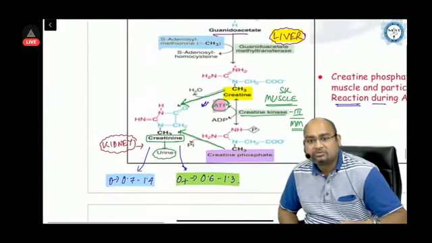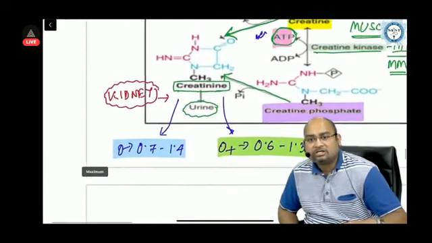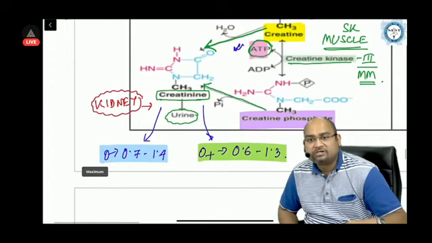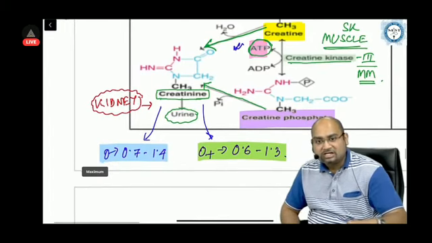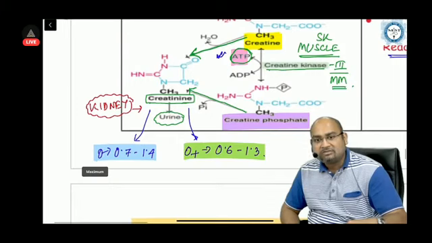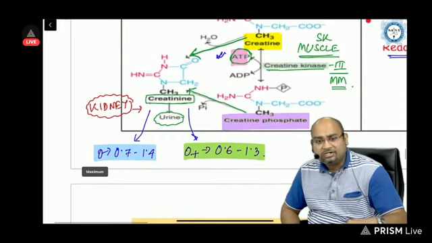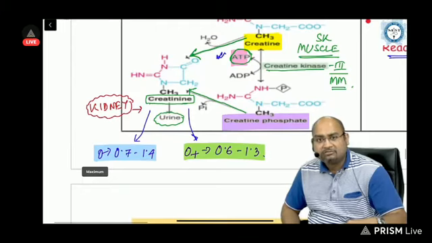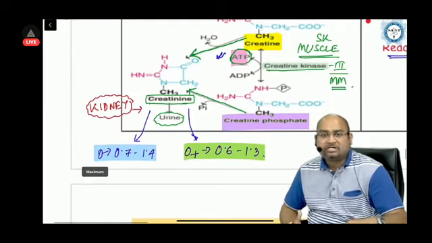But whenever it comes to the question of coming out of the body, this creatine and creatine phosphate both, my dear friends, are getting converted to creatinine, and this creatinine is coming out into the blood. Ultimately, it is filtered into the urine, and the urine will release this creatine in the form of creatinine. Creatinine can increase in our blood whenever we have decreased functioning of the kidney.